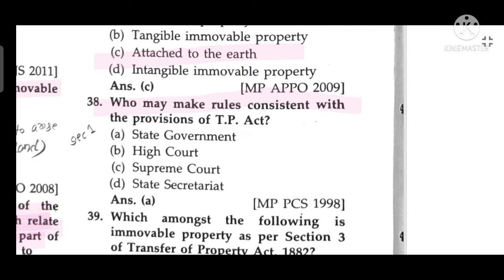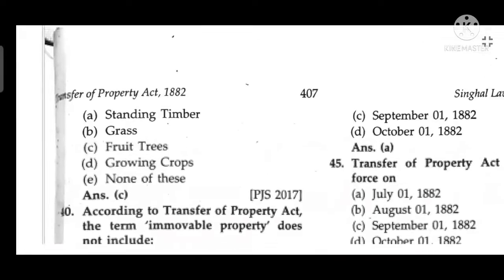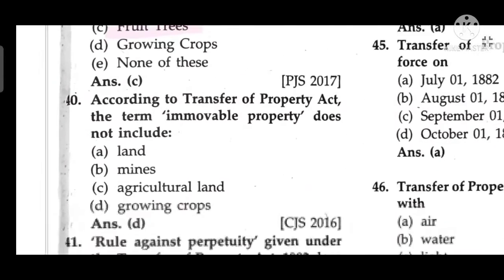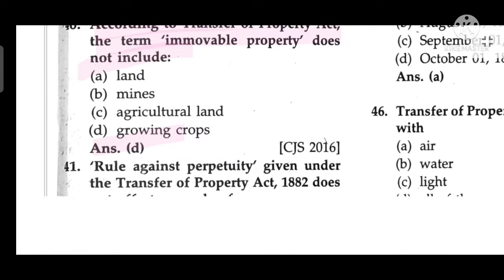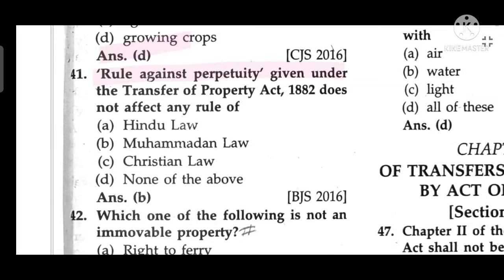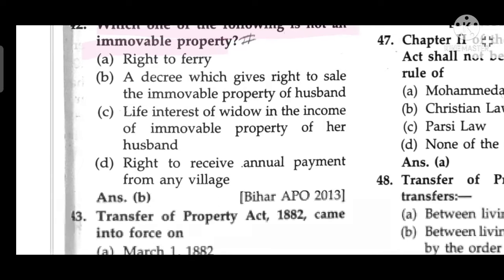Who may make rules consistent with the provisions of the TP Act? State government. Which among the following is immovable property as per Section 3 of the Transfer of Property Act? Fruit tree. According to the Act, immovable property does not include growing crops. The rule against perpetuity given by the Transfer of Property Act does not affect the general rule of Mohammedan law. Which one of the following is not immovable property? A decree which gives the right of sale of immovable property of the husband.